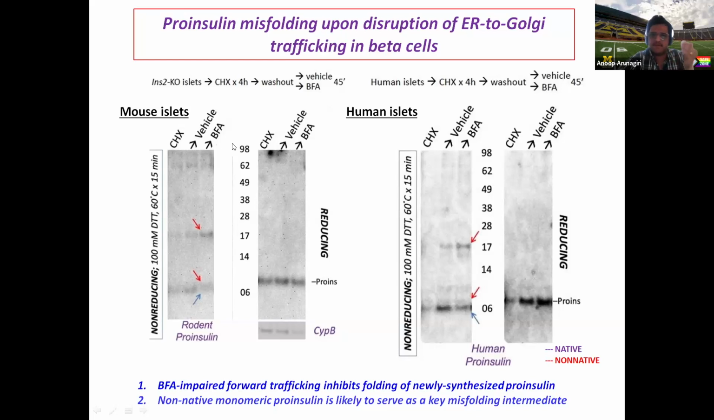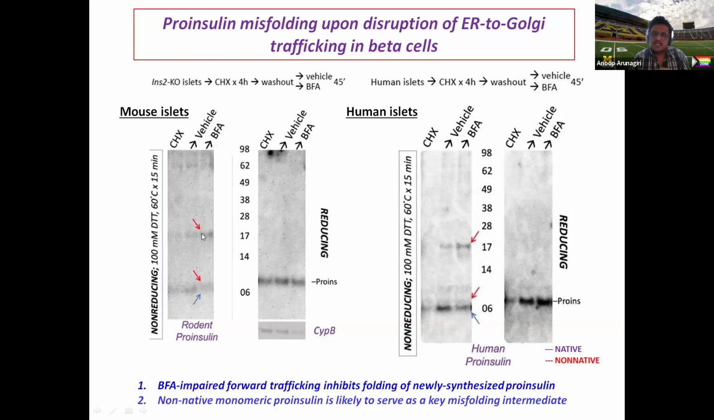brefeldin A. When we do that, we observe that brefeldin A leads to a very tiny bit of non-native monomer and a lot of dimer. So those are the first species to appear as soon as the trafficking is blocked. So this tells us that the non-native monomer could be a key intermediate or the precursor to making that dimer. We observe the same thing with human as well as in the mouse.